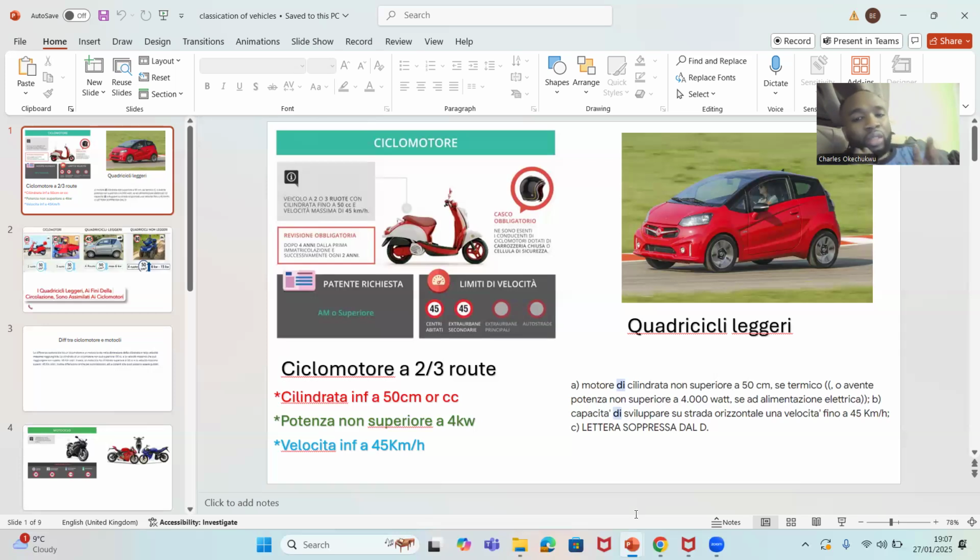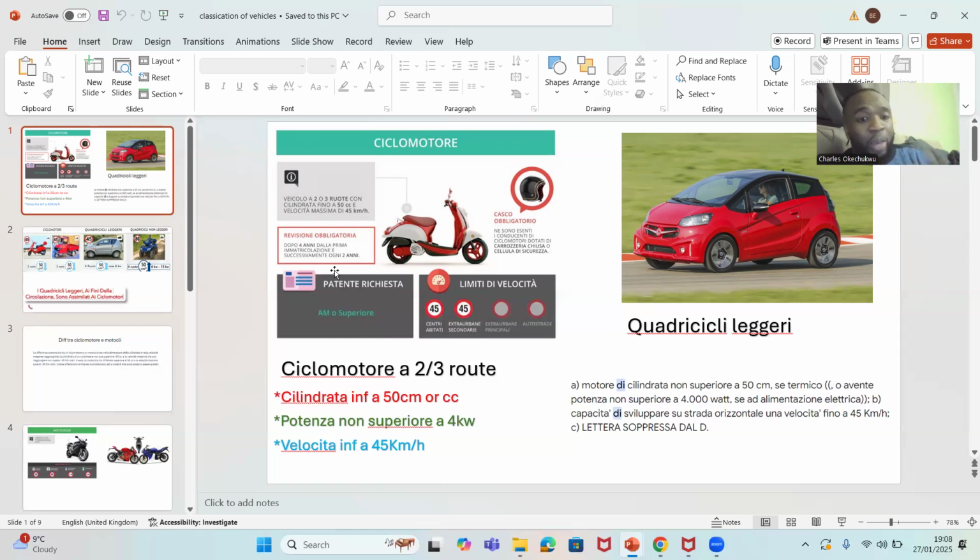Classification of vehicles. We don't enter the serious part yet. The first one we are going to see is ciclomotore. What is ciclomotore? Some of you have been asking. I'm breaking it down for you to understand very easily. For you to understand this topic, you need to understand the definition, number one, and then their characteristics. Everybody bring out your pen and paper. If you write down their characteristics, you don't get wahala. If you don't do it, that's a problem for you. Now watch. First, the definition of ciclomotore.